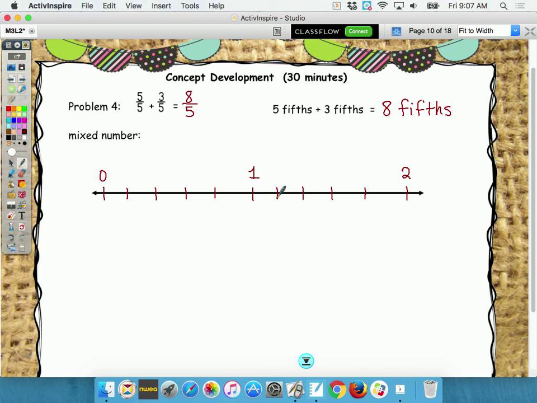Okay, so where do I stop for 5/5? The 1. At the 1. And then how many more? 3. So watch me count it. 1, 2, 3. That's 3/5. And the answer is 8/5.